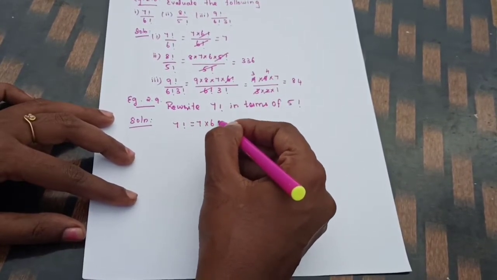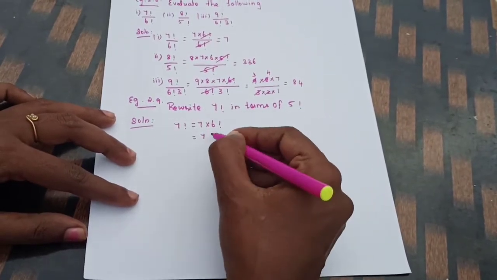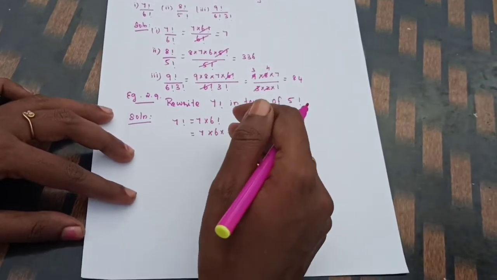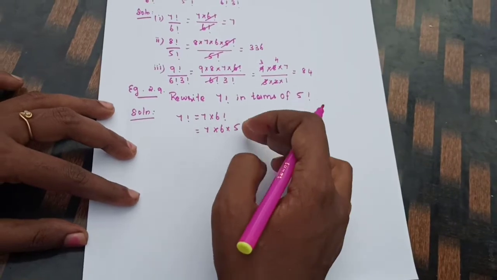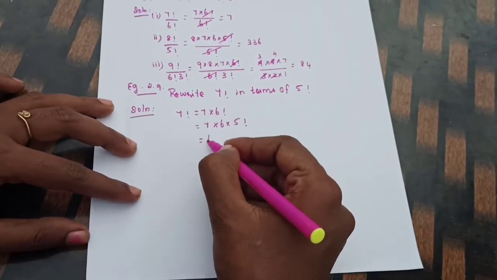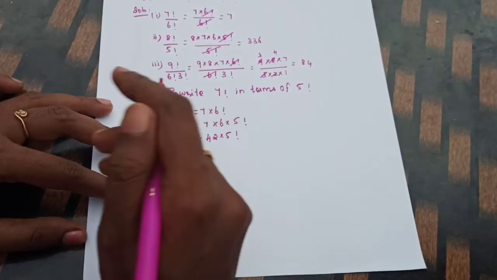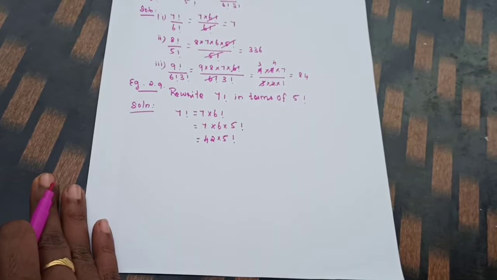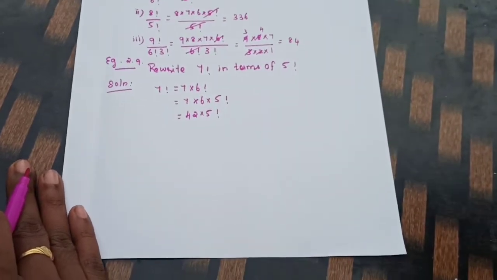7 into 6 factorial. If you are again writing in terms of 5 factorial, so 7 into 6 into 5 factorial. They asked to rewrite in the form of 5 factorial, so that 5 factorial you won't change. That is equal to 7 into 6 is 42, 42 into 5 factorial. Maybe they will ask 7 factorial in terms of 4 factorial, or 6 factorial, or 5 factorial.